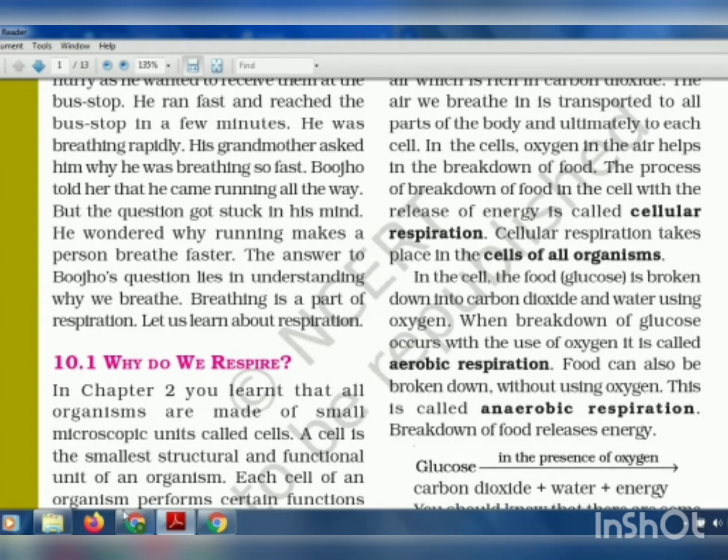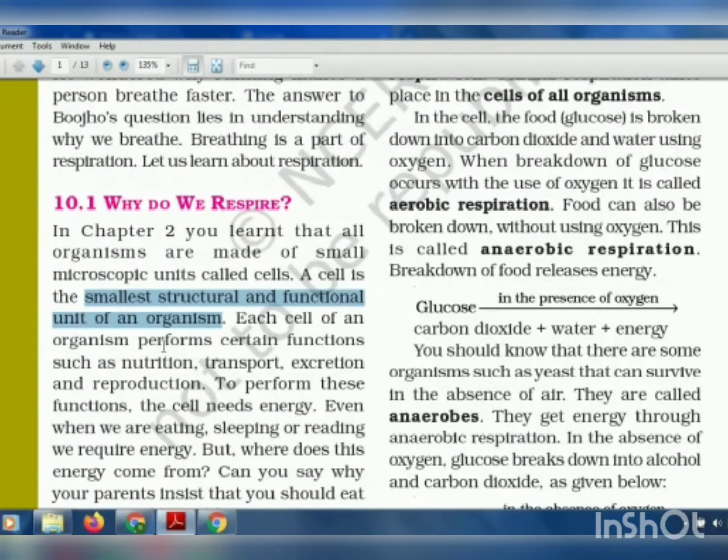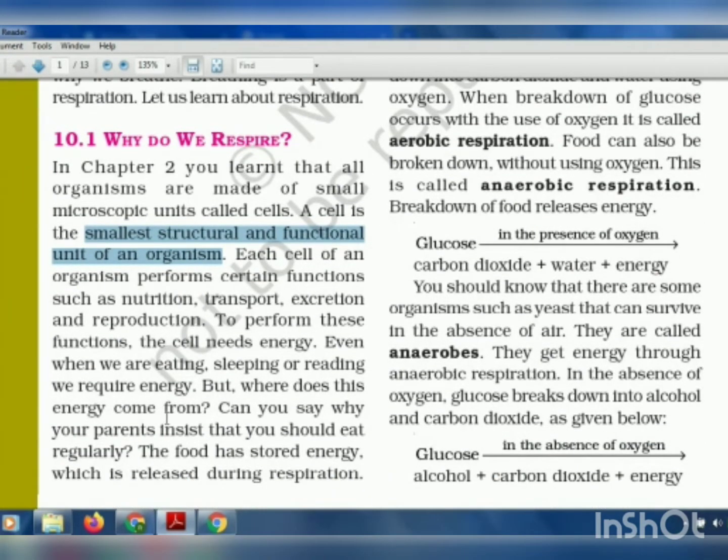Here we'll start with the topic: why do we respire? Now, we know that our body is made up of cells. So what are cells? Cells are small microscopic units. A cell is a small structural and functional unit of an organism. A cell performs many functions like nutrition, transport, excretion and reproduction. But to perform these functions, it requires energy. So where does it get energy from? It gets the energy from the food that we eat.